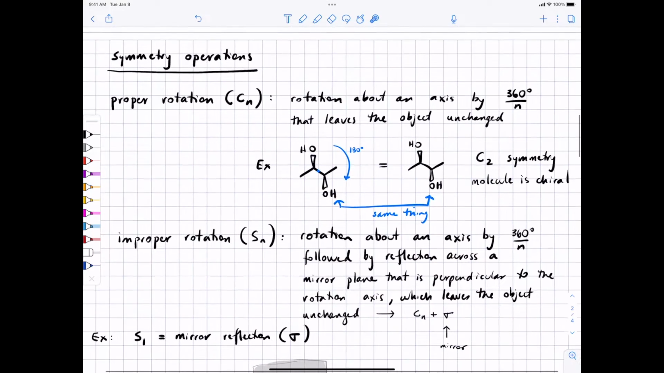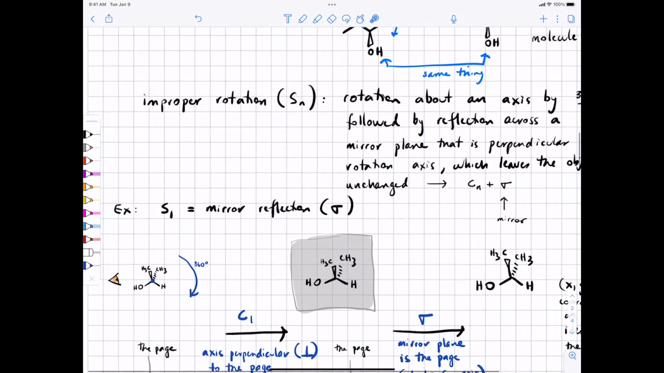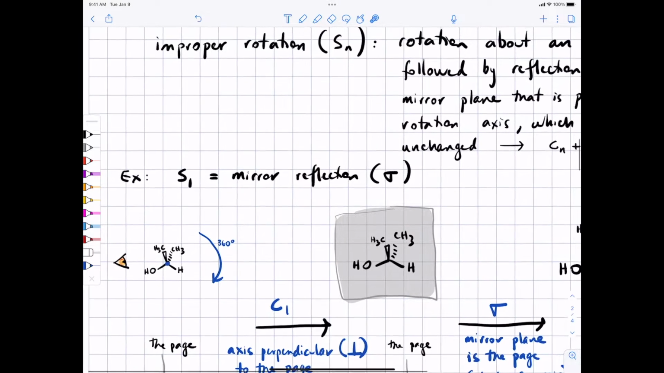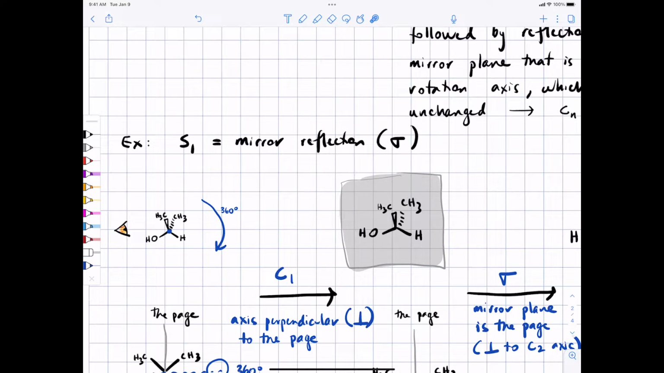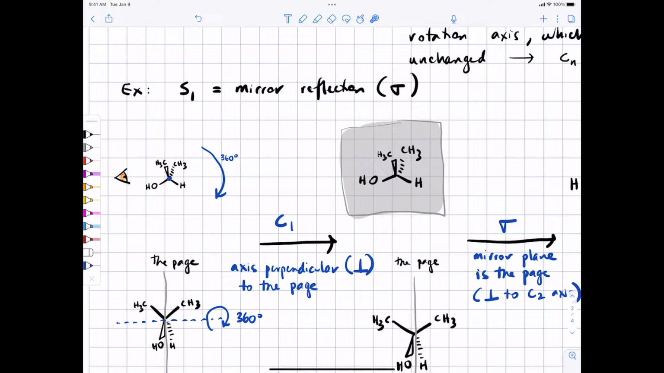More complicated is the concept of improper rotation, because it's two things. You've got to do a CN rotation followed by a mirror plane, but the mirror plane has to be perpendicular to the CN axis. I didn't make up the rules, but that's what it is. So here's an example of the simplest SN improper rotation. This is rotation around a C1 axis. That's just 360 degrees. That's a no-brainer. That's like, of course, you turn around and you're exactly the same thing.